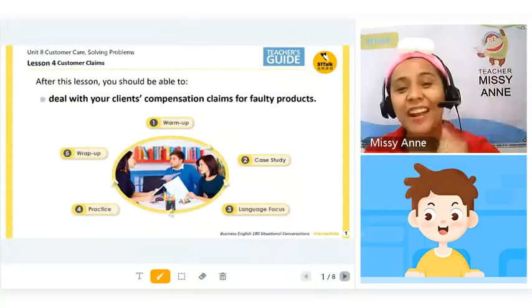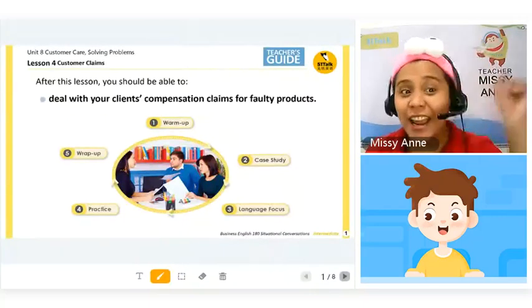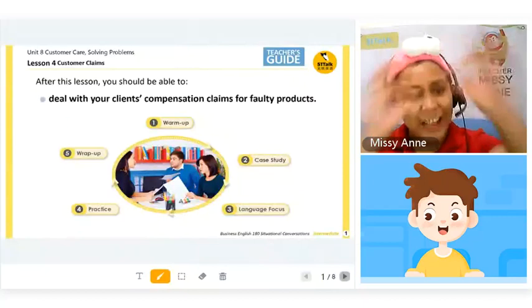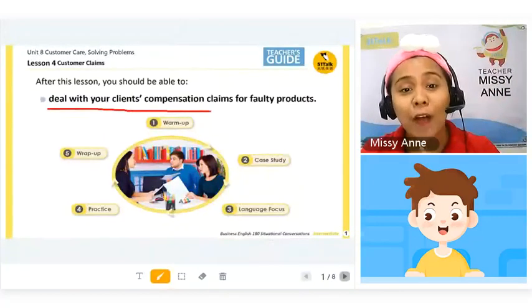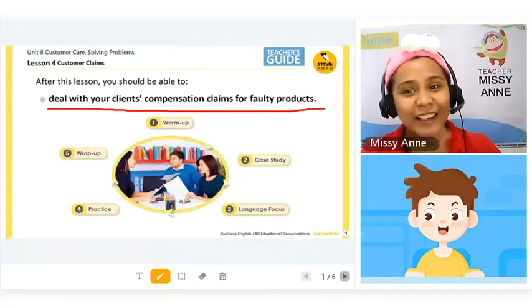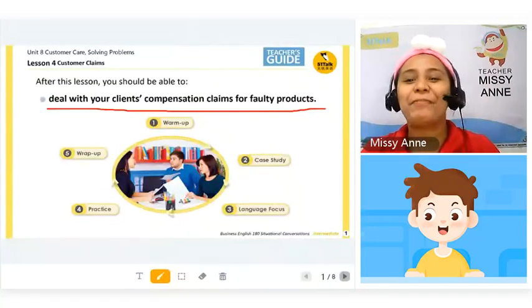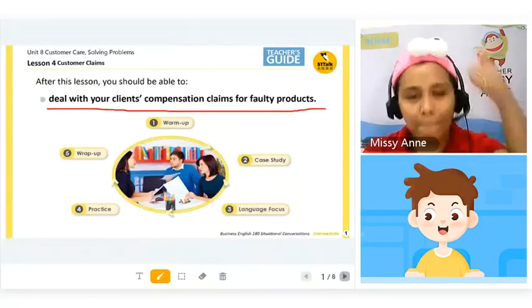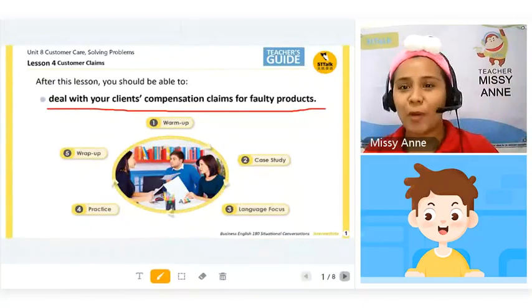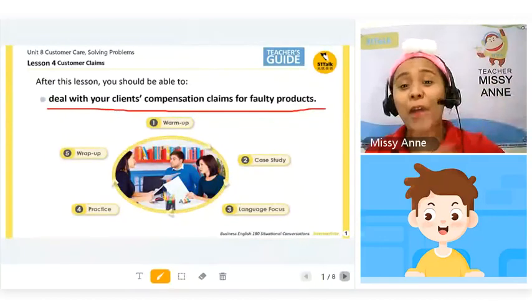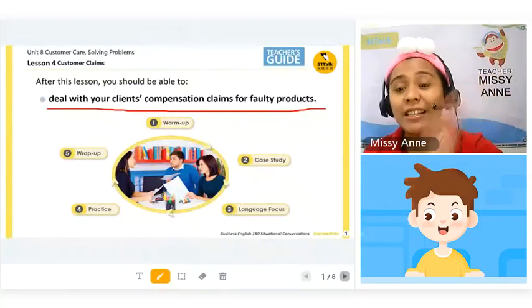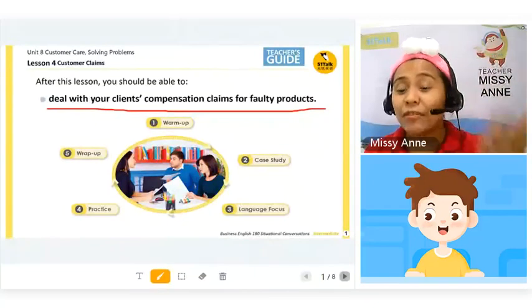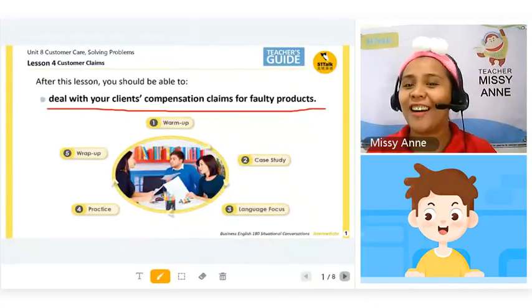The reason why I ask that is that today our lesson, if you will look at the slide, we are going to talk about... can you read the title, Fiona? Deal with your client's compensation claims for faulty products. Correct. We are going to talk about how to deal with the complaints or the compensation claims of customers if they receive faulty products.